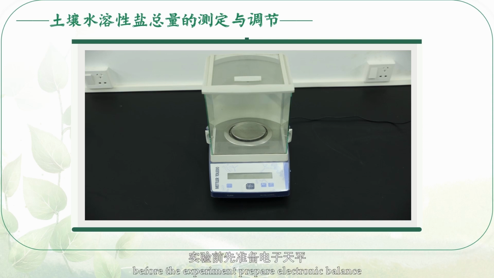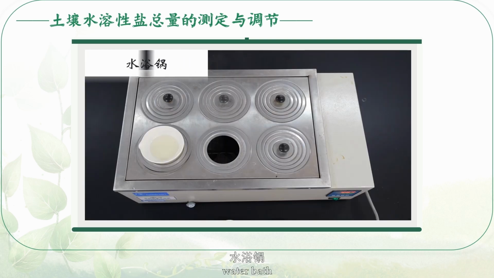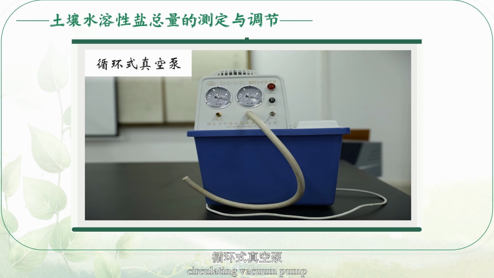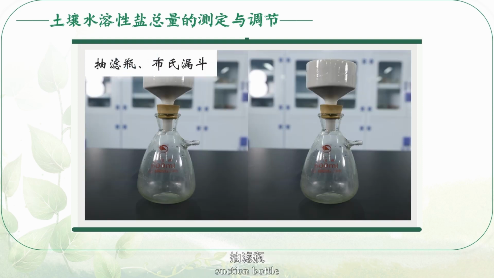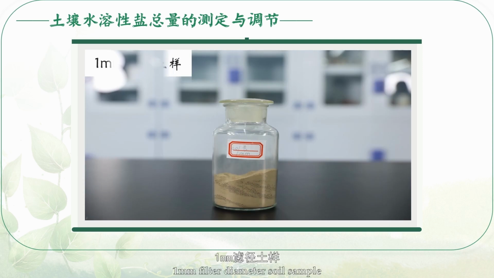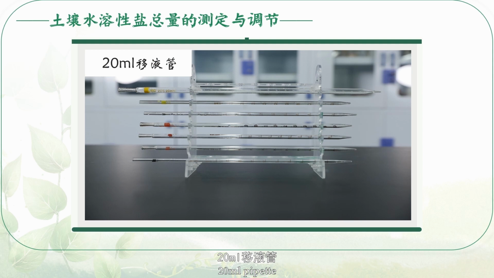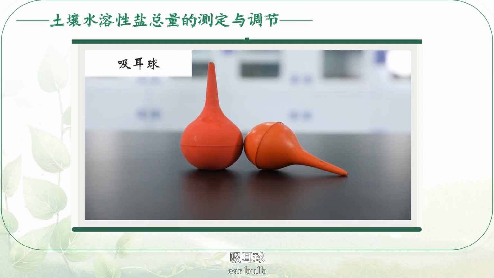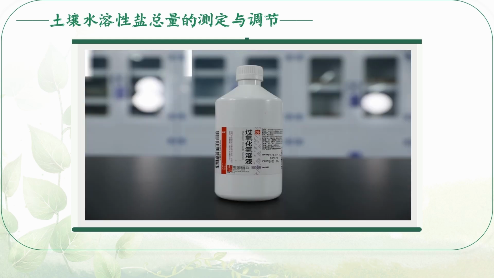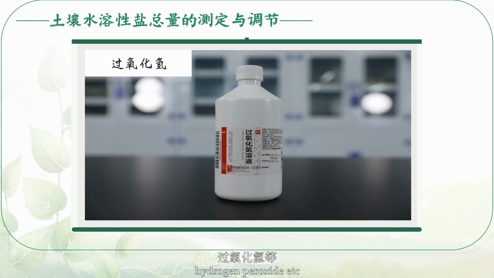Before the experiment, prepare an electronic balance, water bath, oven, circulating vacuum pump, suction bottle, Buchner funnel, 250 milliliter conical bottle, 1 millimeter sieved soil sample, 20 milliliter pipette, ear bulb, glass rod, porcelain evaporating dish, filter paper, hydrogen peroxide, etc.